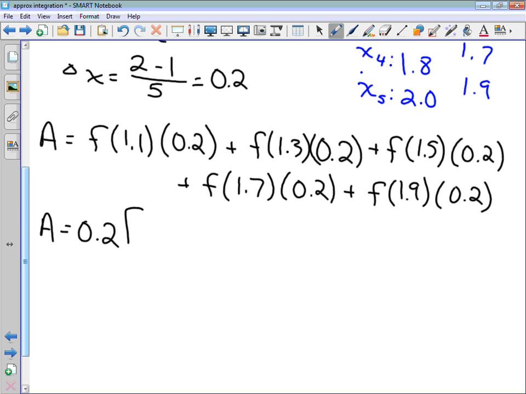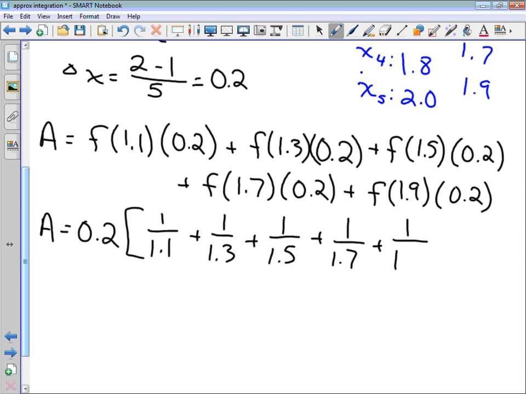0.2 times, and I know my function is 1 over x, so f at x1 is going to be 1 over 1.1, 1 over 1.3, 1 over 1.5, 1 over 1.7, 1 over 1.9. And at this point, this is something I can just plug into my calculator and get 0.69. So that's my midpoint estimate for the area from 1 to 2.